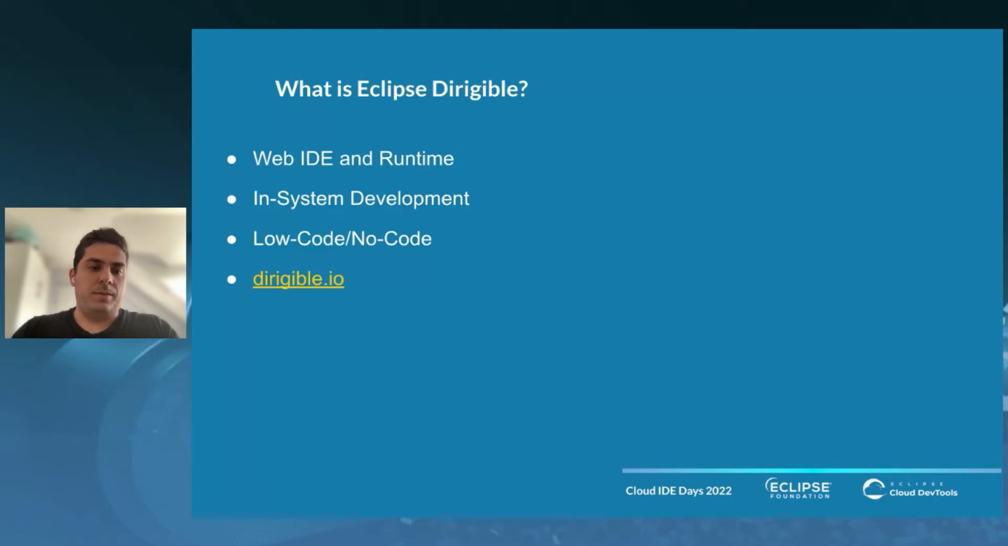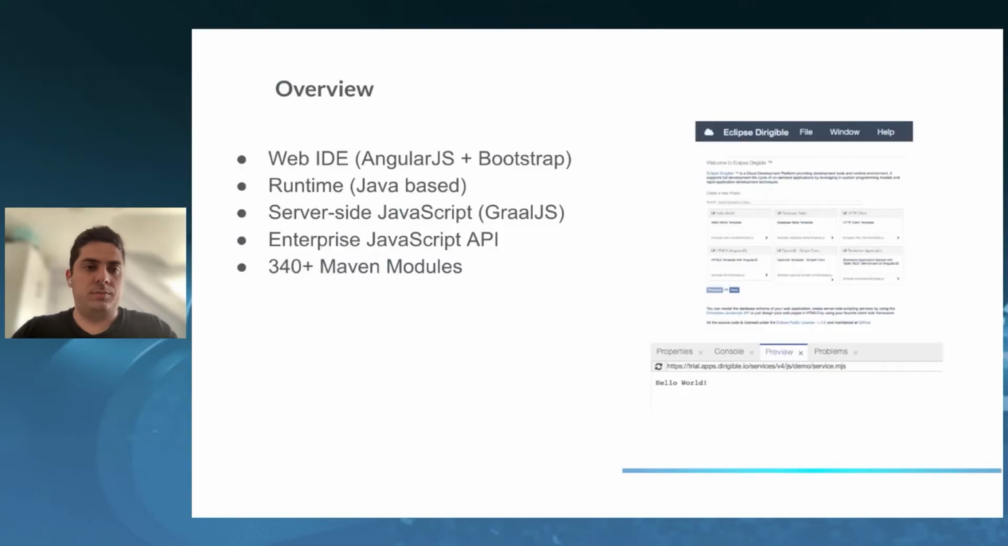And the third pillar is about low-code and no-code tooling. So Dirigible provides such tooling, which really makes the life of developers easier. And finally, if you want to learn more, you can simply go to dirigible.io and go through the site.